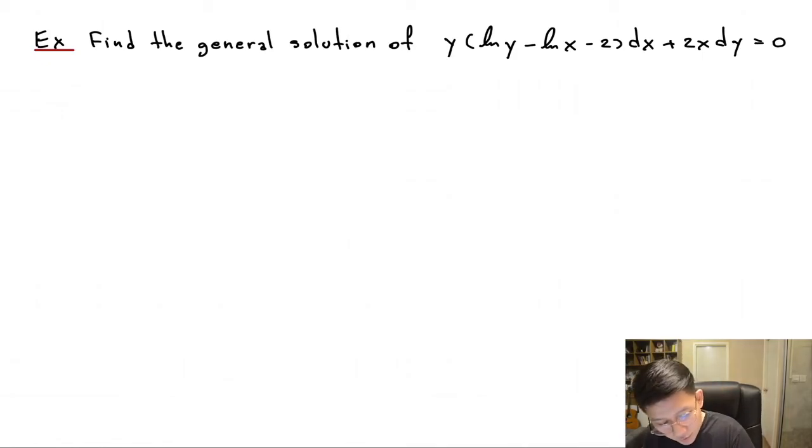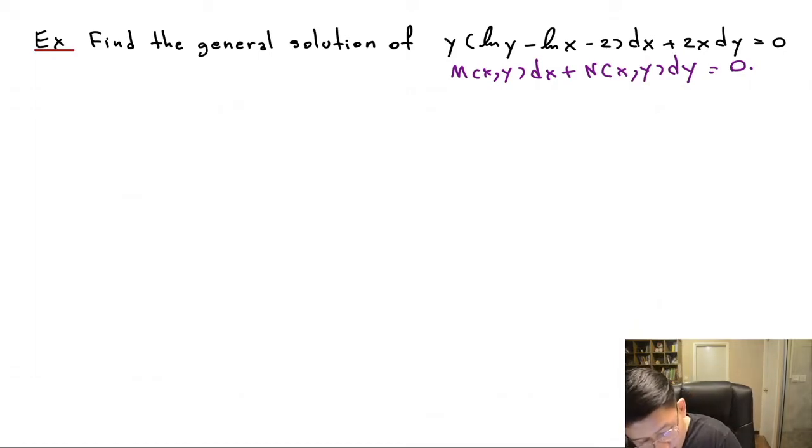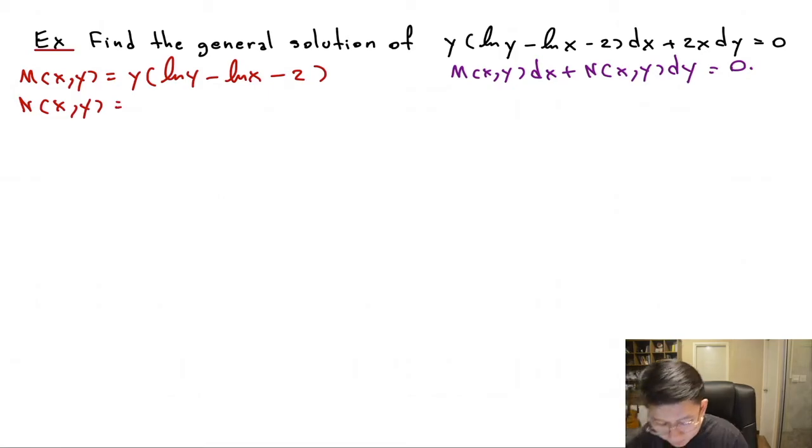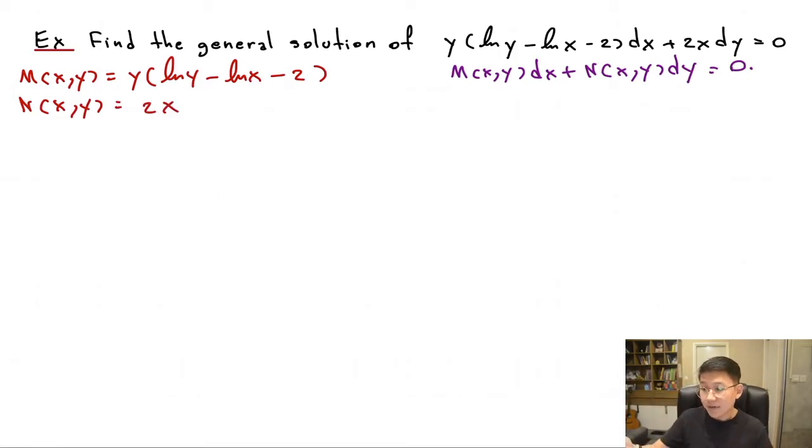So first, we compare this with M(x,y) dx plus N(x,y) dy. So we know that M(x,y) is actually y(log y minus log x minus 2), and N(x,y) is actually 2x. Even if I'm saying that N(x,y) is a function of x and y, it's okay if you don't have y here. It's still alright. No problem with that.